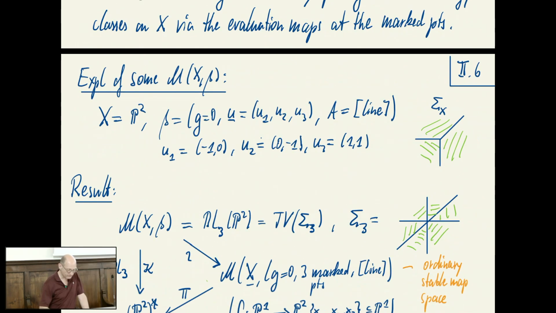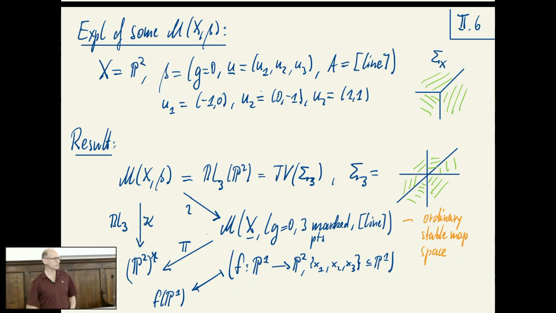Okay, so let's do something explicit. If you have worked with Gromov-Witten theory at the most naive level, you probably have studied the example of lines in P2, right?